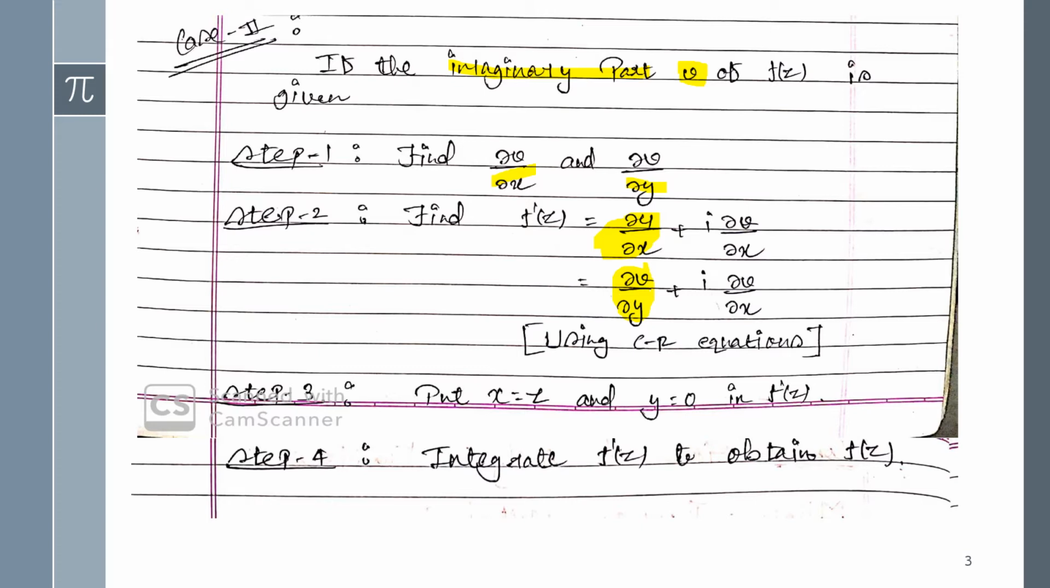Now the third and fourth steps will be the same. In the third step you will put x equals z and y equals 0 into the f dash z form, and at the last you have to integrate this function, that is, f dash z, and then you will obtain one last term, and that will be the f of z term. So I hope you all understood the theory very well, and if you did, then the examples will be easiest for you to understand. Okay guys, let's start with the examples now.